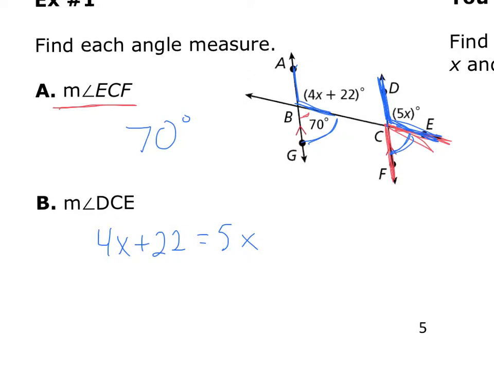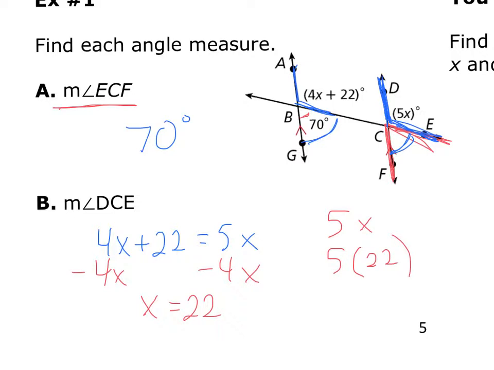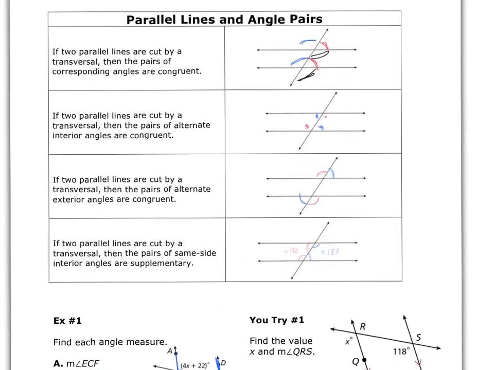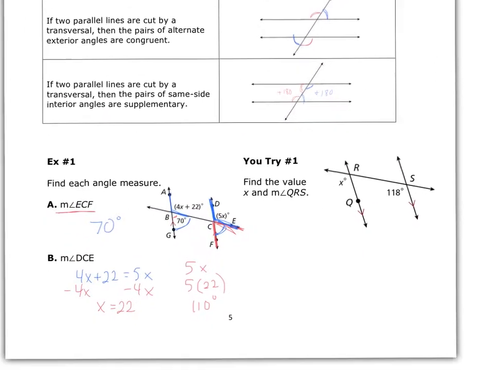We would undo addition with subtraction on both sides, and we would get x equals 22. But that isn't actually what DCE is. Remember, DCE was 5x, so we would have to plug in 5 times 22, and that would be 110 degrees for DCE. We're going to get back to our algebra and get back to solving some equations, but we need to know all these four terms up here to make sure that we can set those equations up correctly.